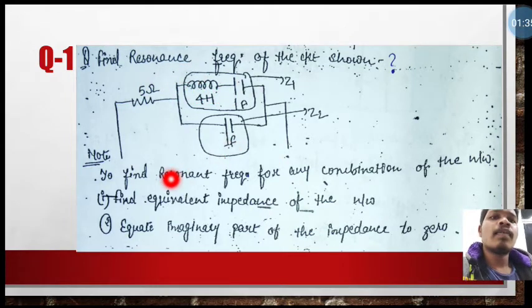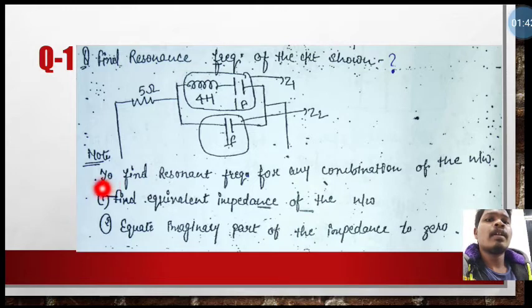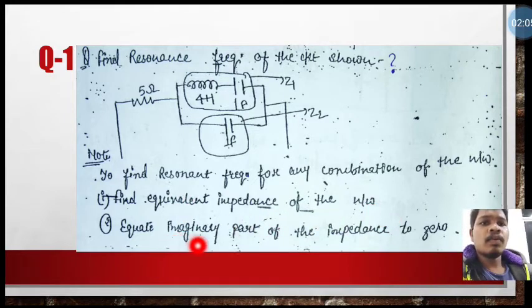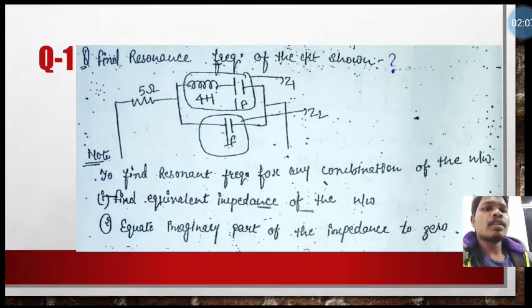Okay, so before starting the answer to that question, we need to know some points related to the calculation of resonance frequency. If you know those 2 points, then you will be able to calculate the resonance frequency here. So to find the resonance frequency for any combination of the network, first we need to find the equivalent impedance of the network and then equate the imaginary part of the impedance to 0.